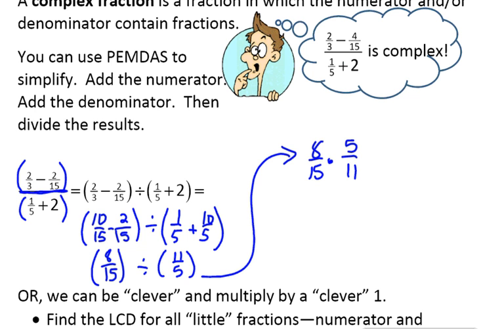My 5 and 15 will reduce to 1 and a 3, and then I'm going to multiply across the top and get 8, and across the bottom and get 33. So my complicated, complex fraction turned into the very simple 8/33.